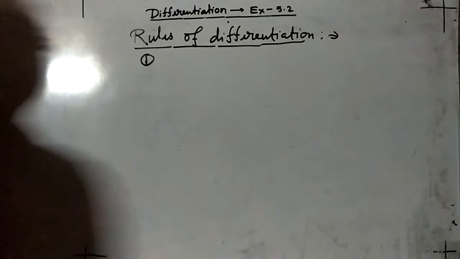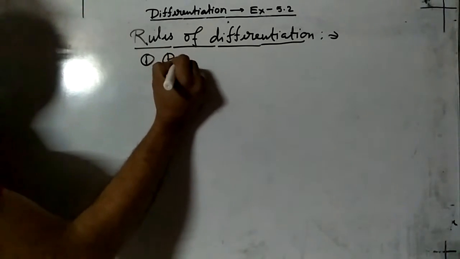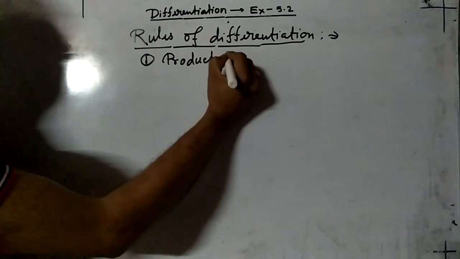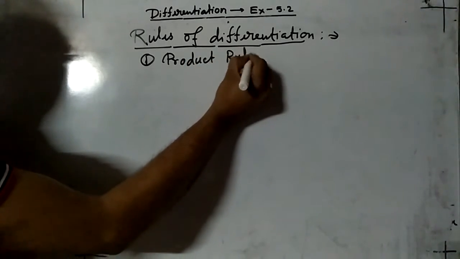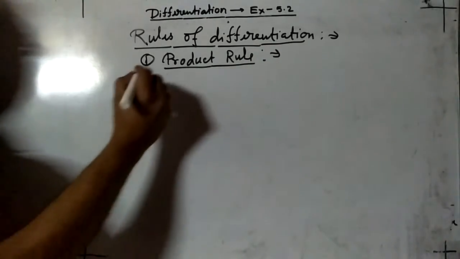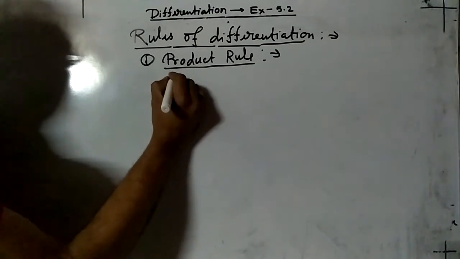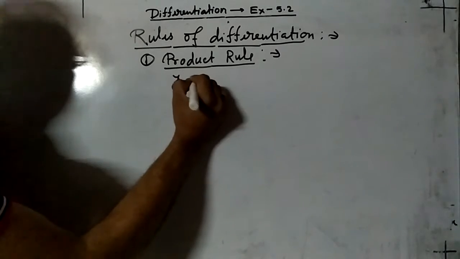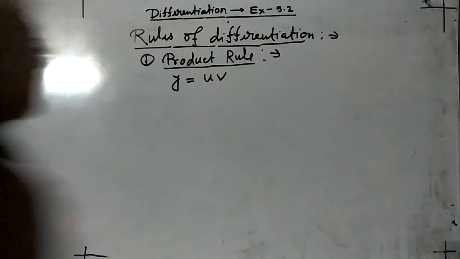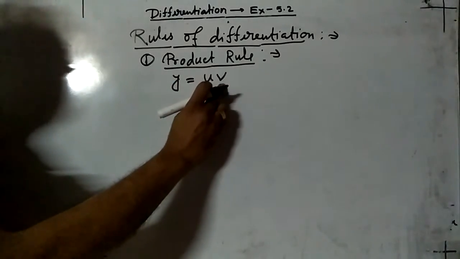First rule is product rule. What is product rule? Let a function y equal the product of two different functions, u into v, product of two functions.